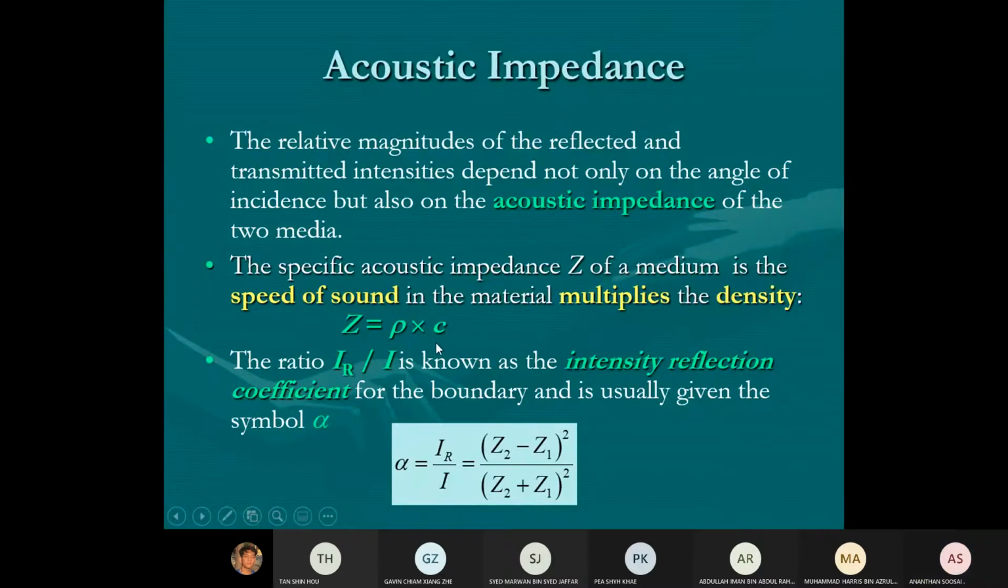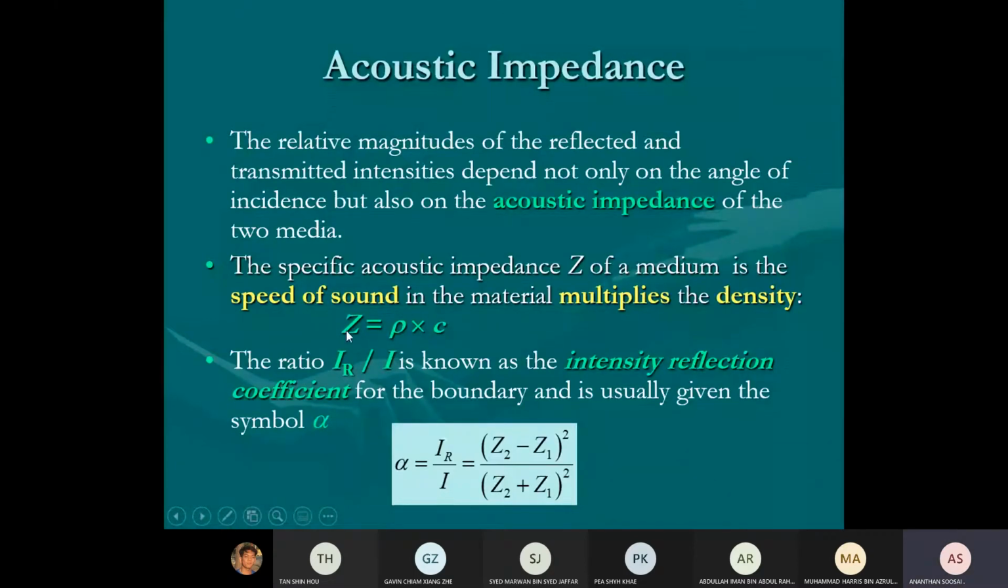Bone has a very huge acoustic impedance because it has a very dense structure, and the speed is also reasonably fast. Sound travels faster in a solid, right? So that is the acoustic impedance of bone.